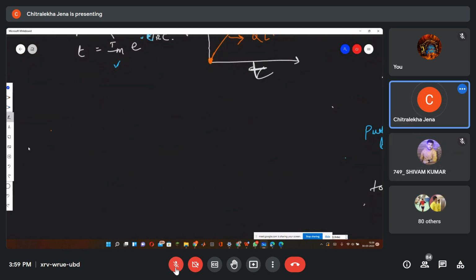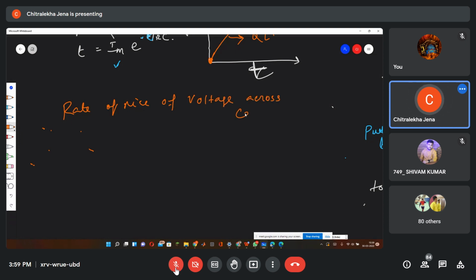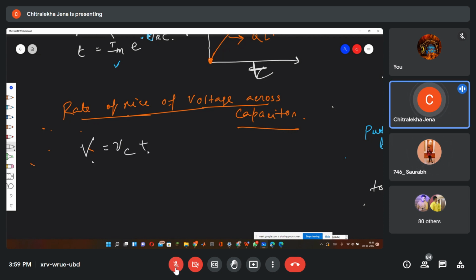Only, tell me the formula for the rate of rise of voltage across the capacitor. How much will it be? What is my equation? V equal to how much? Vc plus I into R. This equation I have told you. Yes or no? So Vc plus RC dVc divided by dt. This one I have told you. Yes or no?